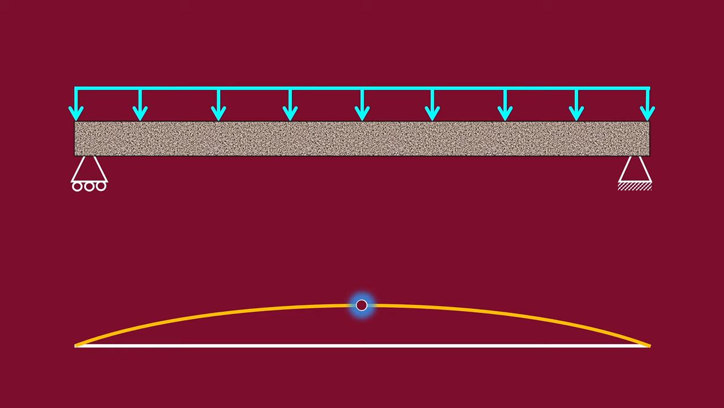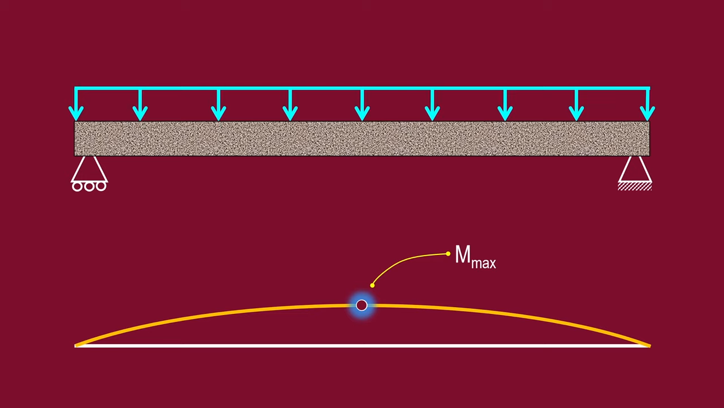Right? So if a uniformly distributed load is applied to the beam, the most vulnerable section of the beam is always at the mid-span. Okay? So this is what we are seeing, as I have explained in the video that I gave you. Okay, so this is what we call the maximum moment.